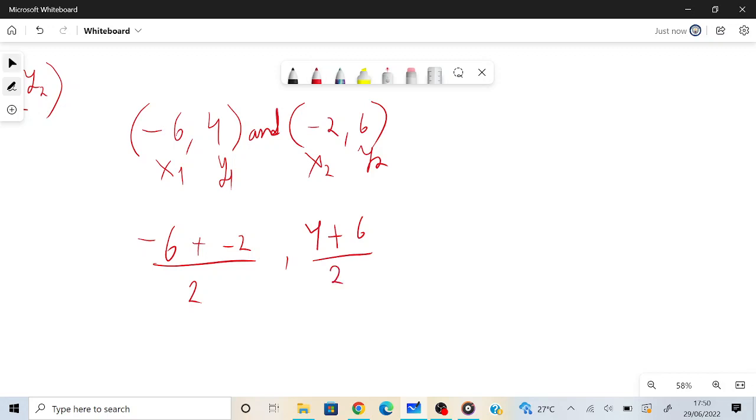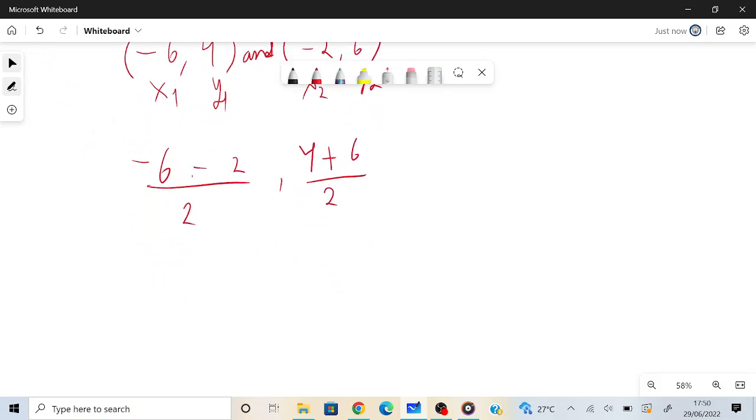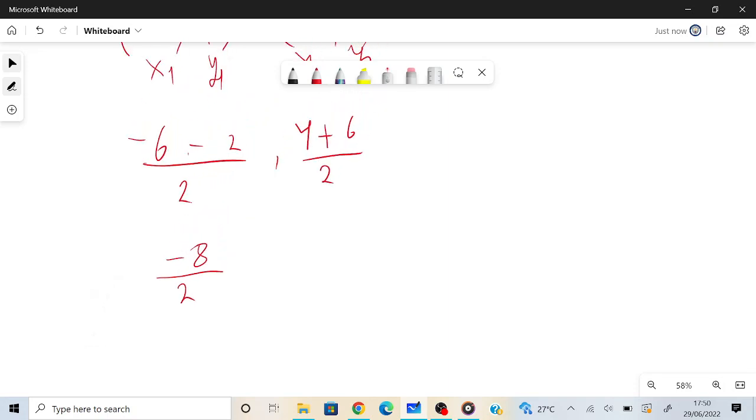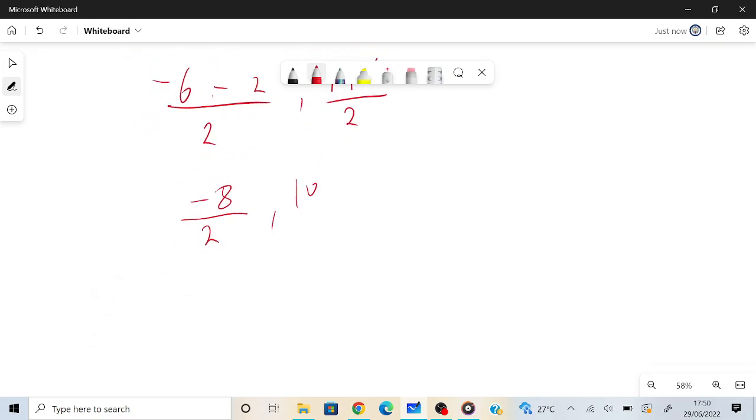We know that -6 plus -2 is simply -6 minus 2, because plus and minus would give you a minus. So doing that, you know this is -8 over 2, and 4 plus 6 is just 10 over 2. And you know this is -4, 5. And that is your answer for that question as well.